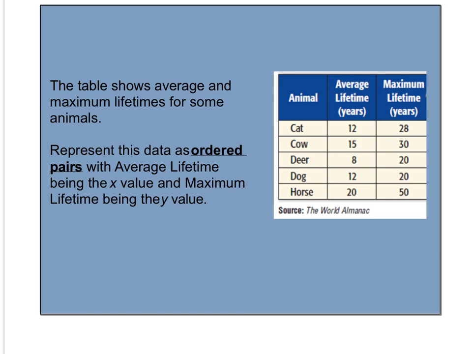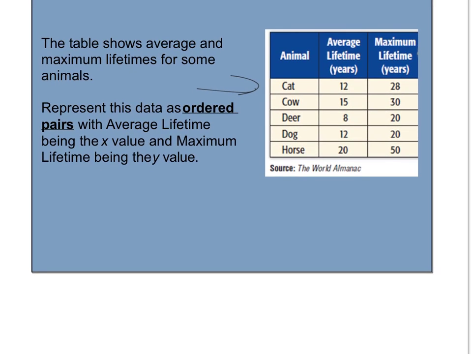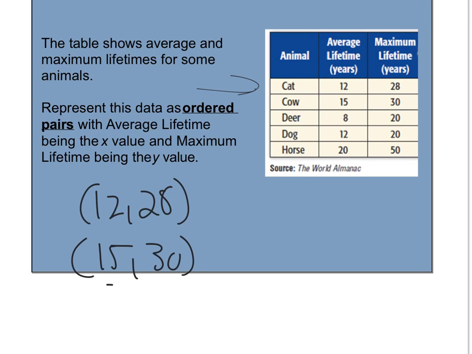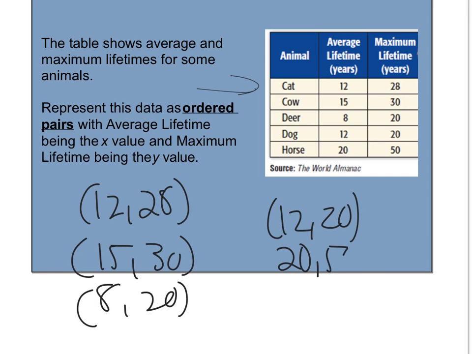If we're looking at a table that shows maximum lifetimes for some animals, we're looking at ordered pairs. So we're looking at this information and trying to think about it as ordered pairs. Here's what I'm going to do. It would be like 12, 28. It would be 15, 30, 8, 20, 12, 20, and 20, 50.